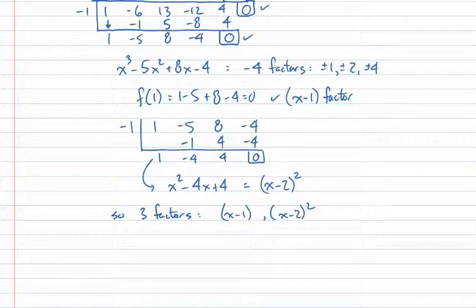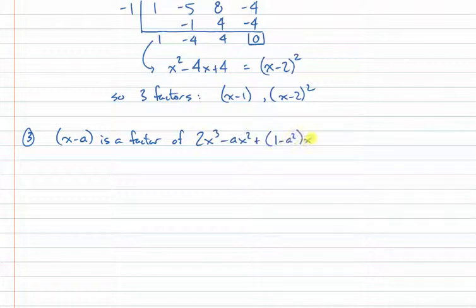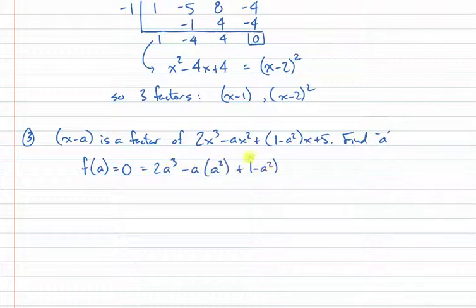A third example. Okay, in this problem, we're told that x minus a is a factor of 2x cubed minus ax squared plus 1 minus a squared x plus 5, and we want to find a. Well, the fact that it's a factor tells me that f with a substituted gives a remainder 0. So let's substitute a into the expression that I have, and then we'll simplify it and see what we arrive at.